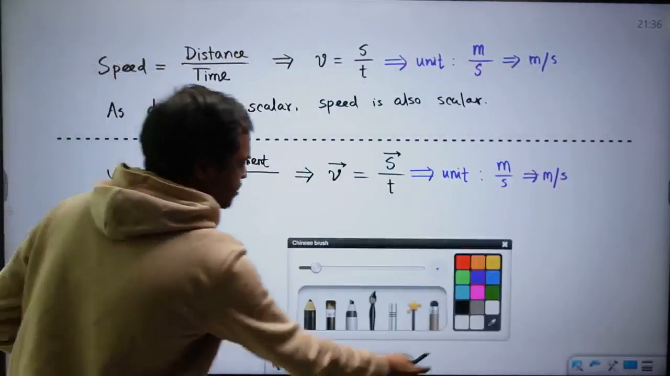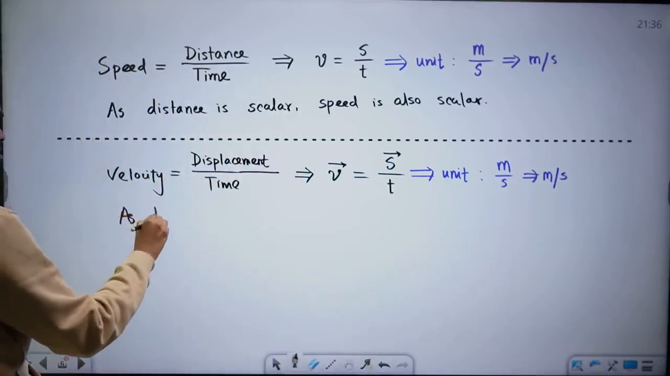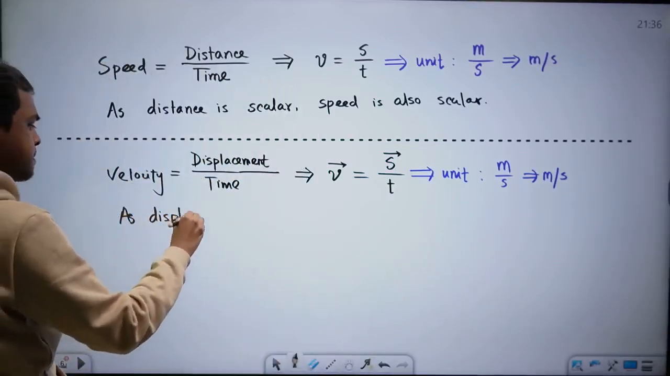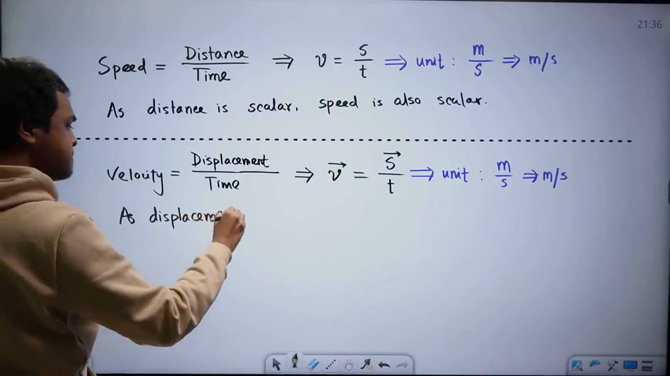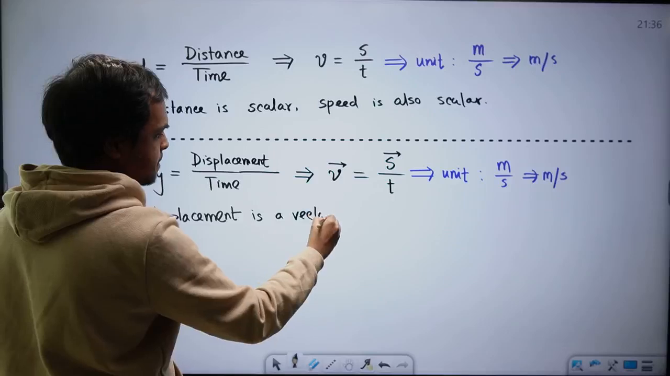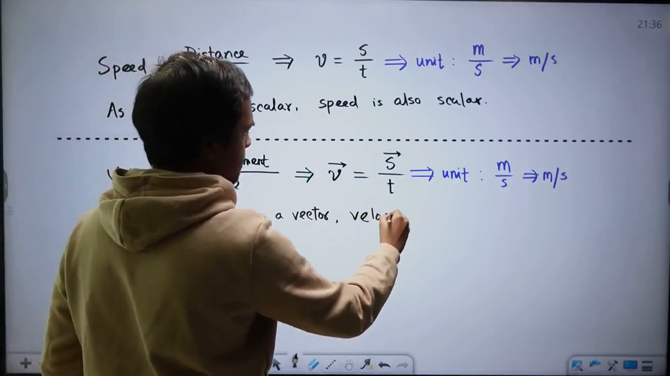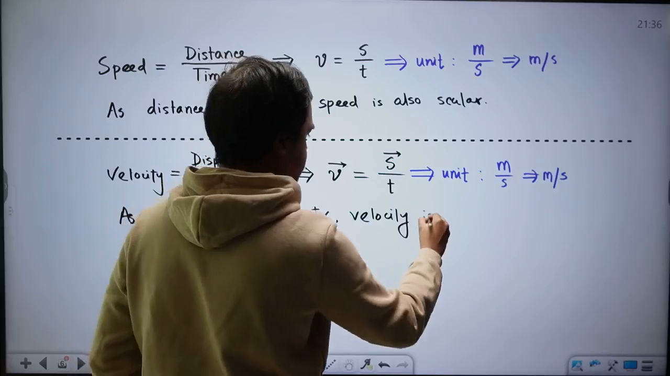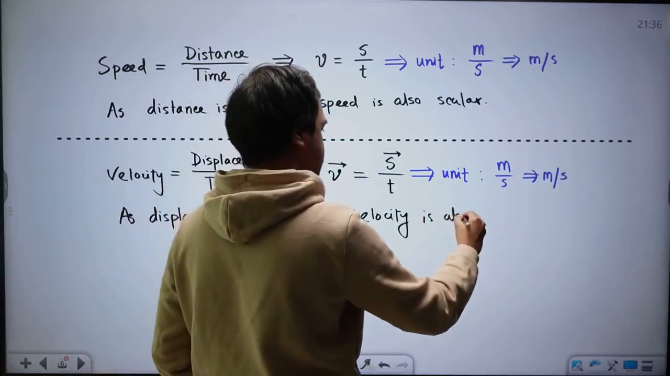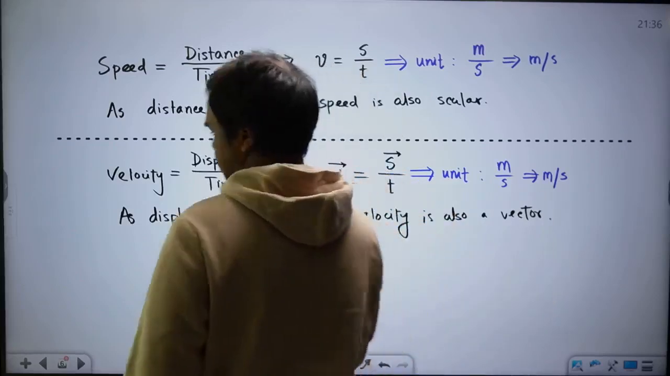And let's finish by writing: displacement is a vector, velocity is also a vector, right? Okay, done.